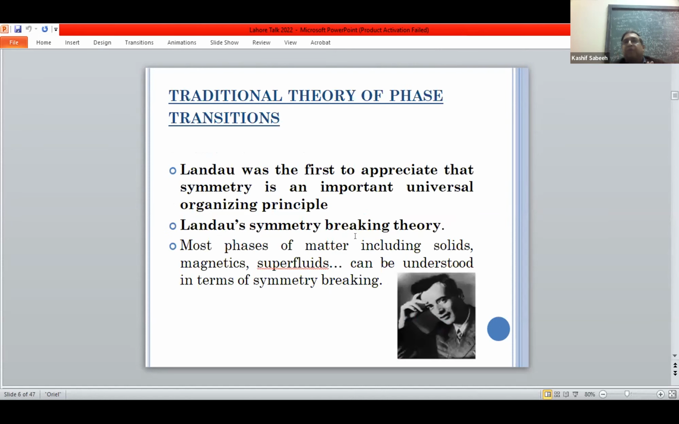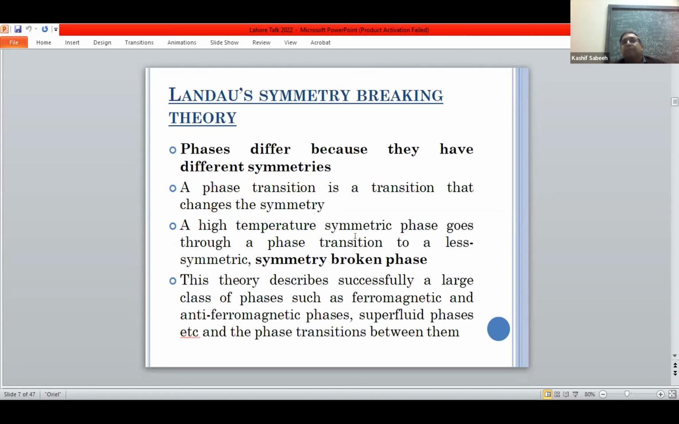The traditional theory of phase transitions has been Landau's symmetry breaking theory. Among the universal organizing principles, symmetry is one of those, and in Landau's symmetry breaking theory it plays a pivotal role. Most phases of matter, and the transitions between different phases, can be characterized and understood in terms of Landau's symmetry breaking theory. The basic content of the theory is that different phases have different symmetries. So a phase transition is a transition accompanied by a change of symmetry. For example, if you are in a certain phase and you lower the temperature, you go to another phase, and symmetry breaking theory tells us that there's a change of symmetry as you go through the phase transition.